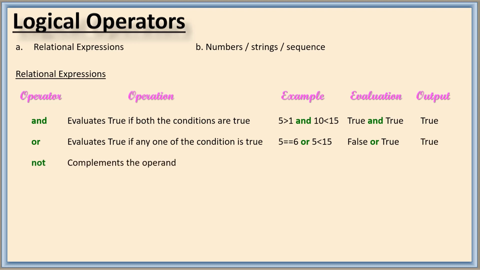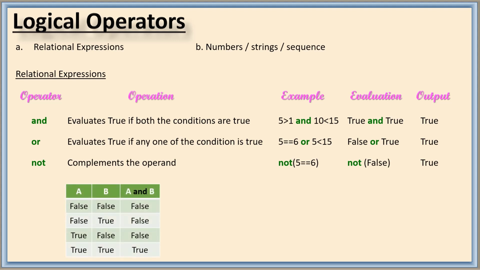NOT operator. See, the NOT operator complements the operand. The NOT operator works with only a single operand. 5 equal to 6 checks whether 5 is equal to 6 or not. So this is false. So not false, that complements it, becomes true. We will see all the combinations as a truth table.